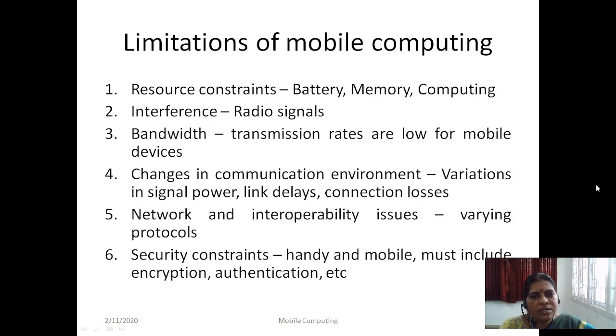So these are the limitations of mobile computing. First one is resource constraints. Second one is interference. We mainly have radio signals for mobile computing, so we will face interference. Bandwidth is also a main challenge, along with changes in the communication environment, and the issues we face with network interoperability and security constraints. So these are the few limitations available in mobile computing.